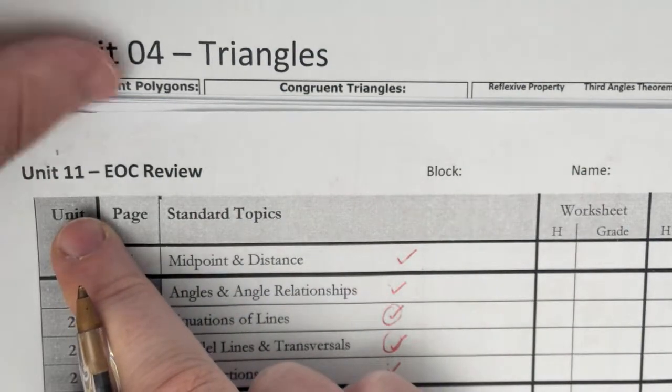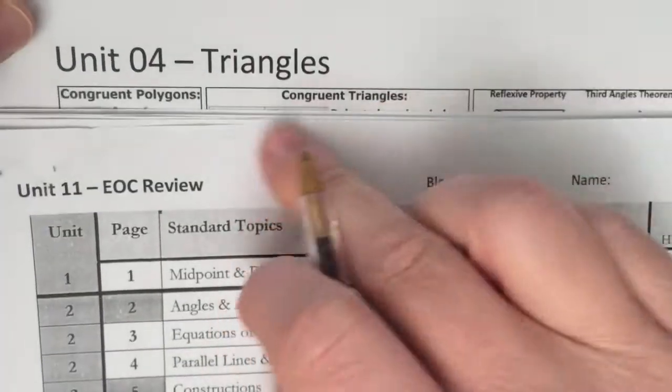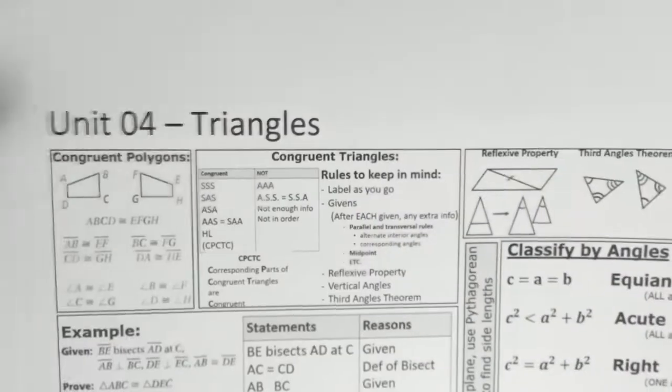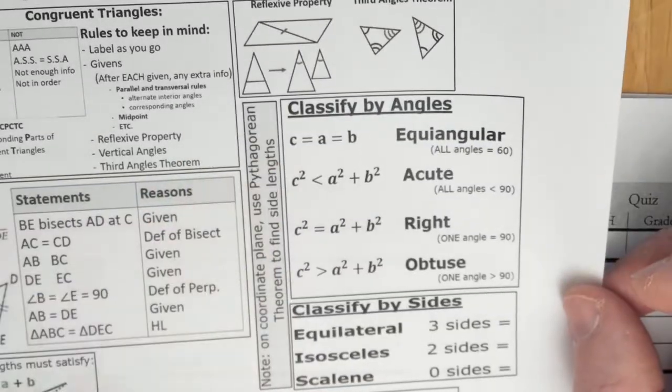We're going to be continuing our Unit 11 EOC review. We're doing Unit 4 today, which is on triangles. So make sure you have out your hot topics. We have this big old list of things, including classifying triangles, stuff like that. So we're going to keep this out.